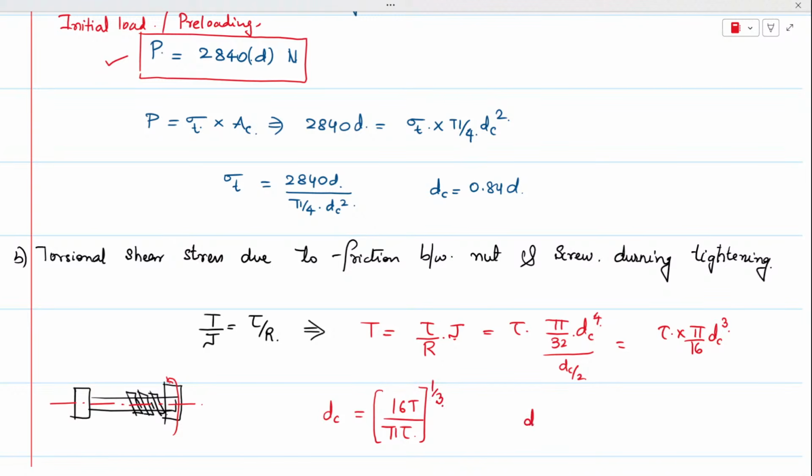And once again, we can recall the empirical relationship, dc is equal to 0.84 times D. So this is another kind of stress induced by the nut on the screw during the tightening process.